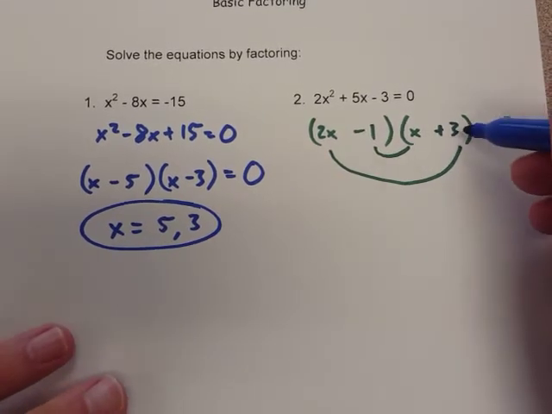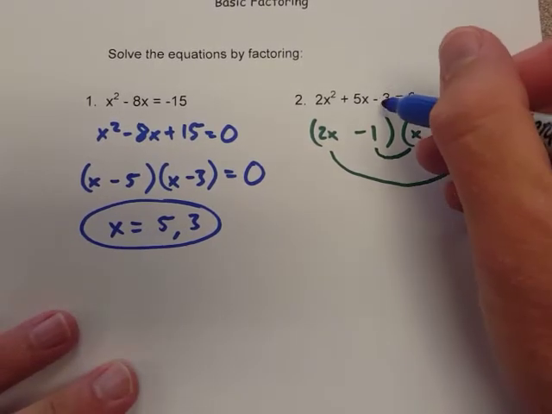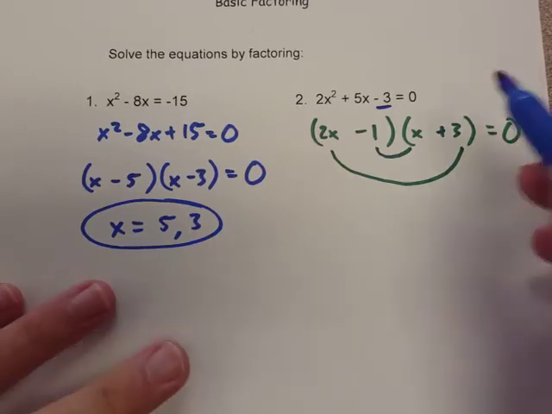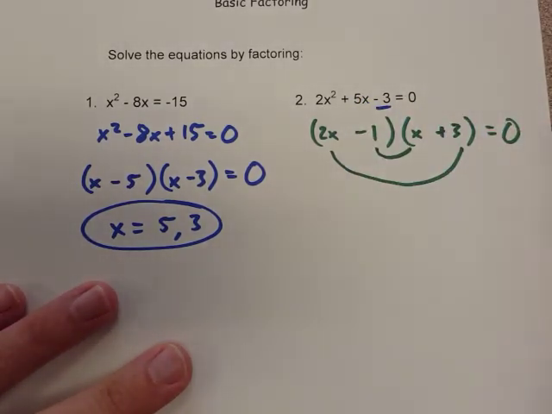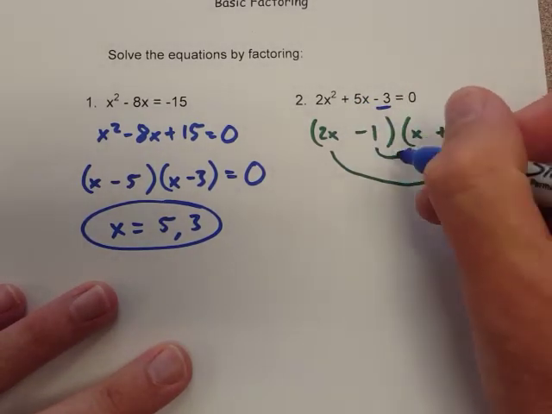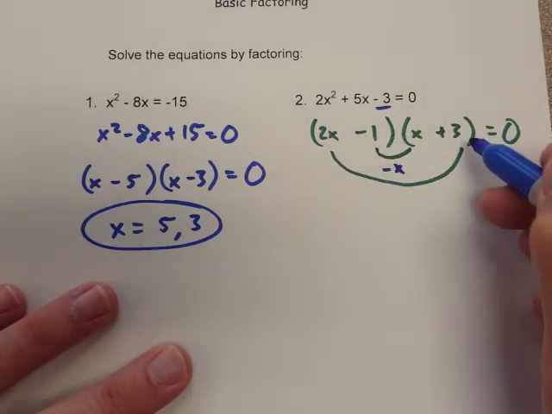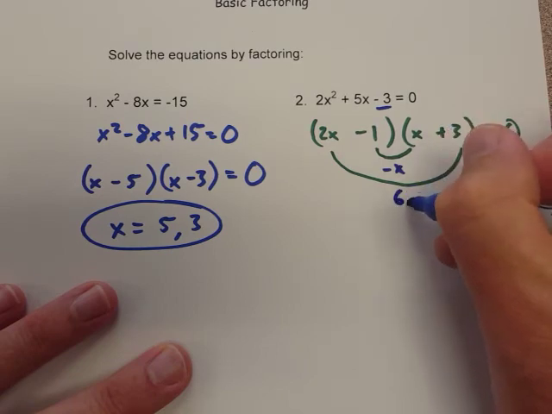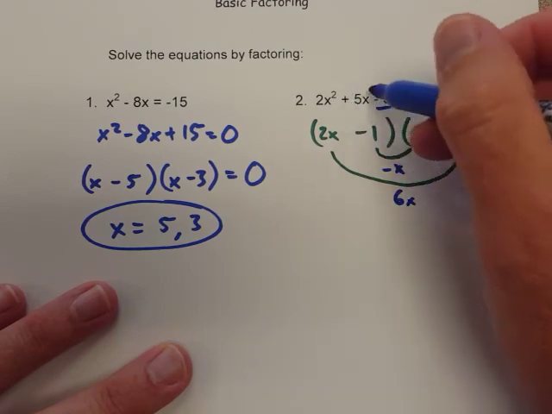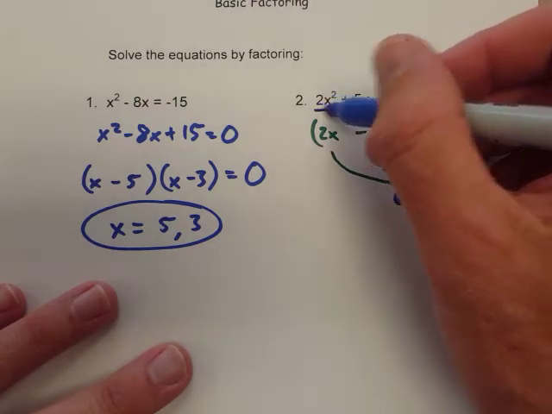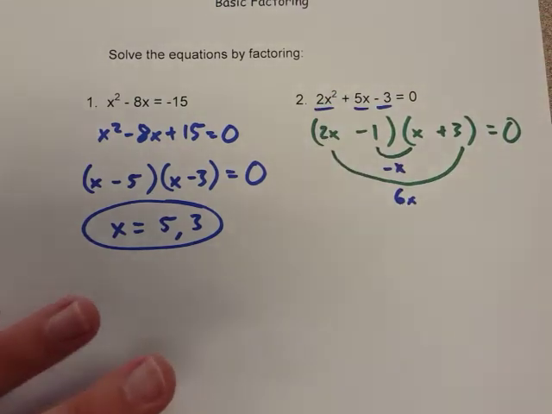-1 times +3 is -3. So that takes care of this -3 on the end here. The other part of it is making sure that we have 5x. -1 times x is -x, and 2x times 3 is 6x. So if we combine those two together, that gives us 5x, and that tells us that this is a correct factorization for all these, and then 2x times x is 2x squared.